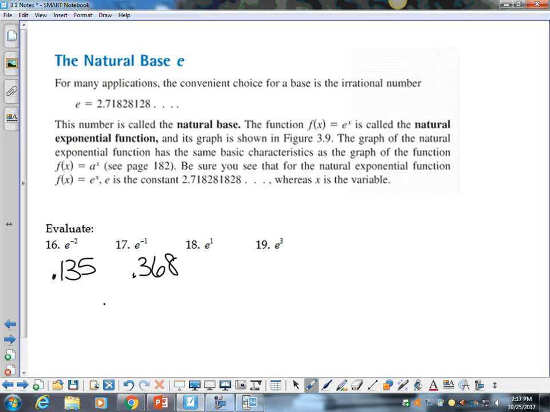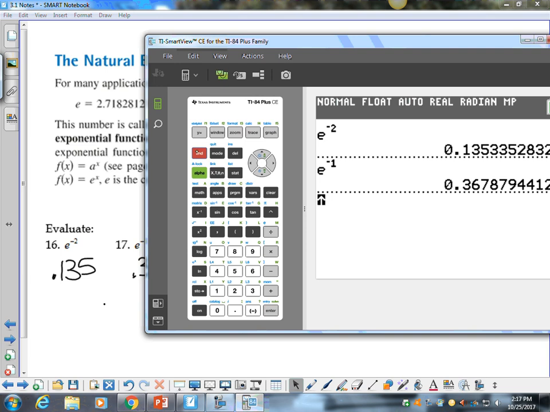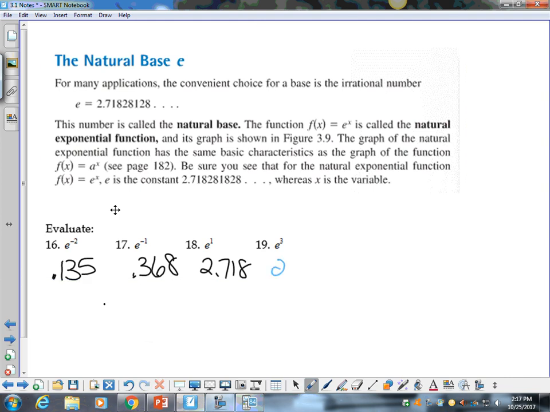Okay. e to the 1. 2.718. And e to the third. 20.086. Everybody happy? Is e a variable? No, never changes. 2.7 and some change. It's a constant.